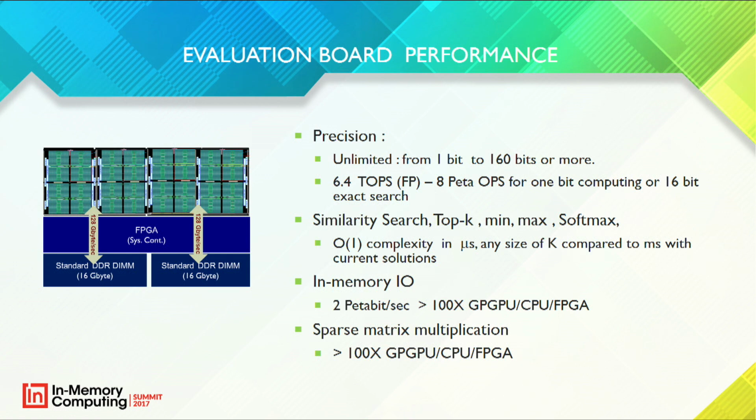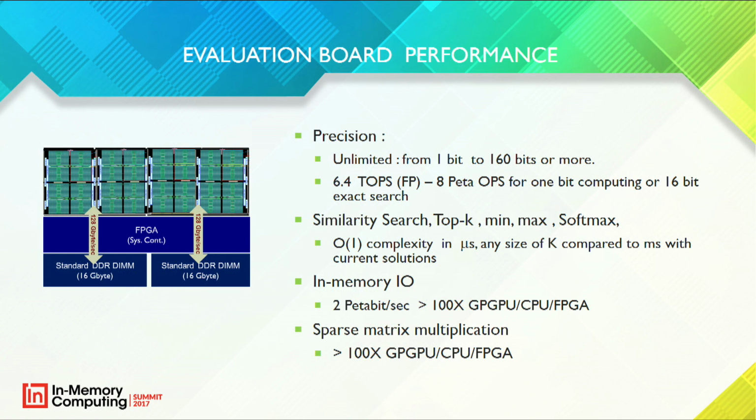6.4 teraflops for floating point operation, up to 8 peta operations per second for Boolean algebra, because every bit line now is a processor and all can work together. So in a single card with less than 100 watts, we can reach 8 peta operations per second in memory. We're also going to demonstrate this less than half a year from now.